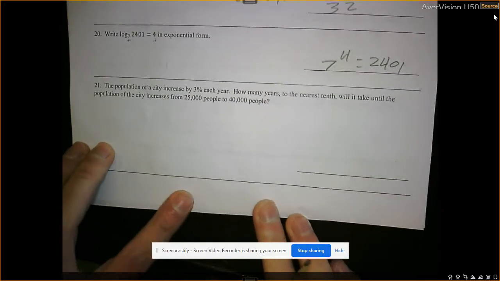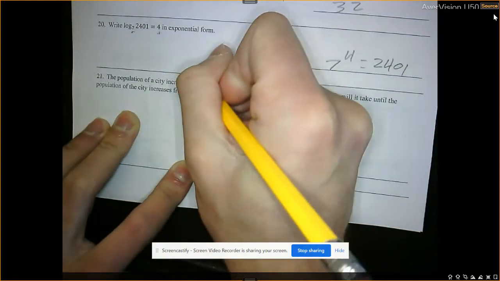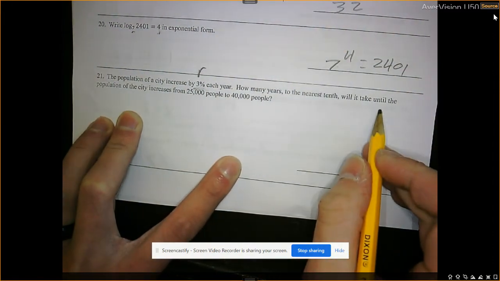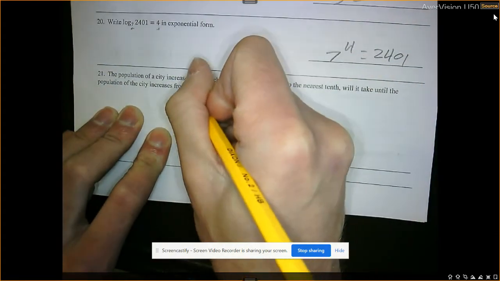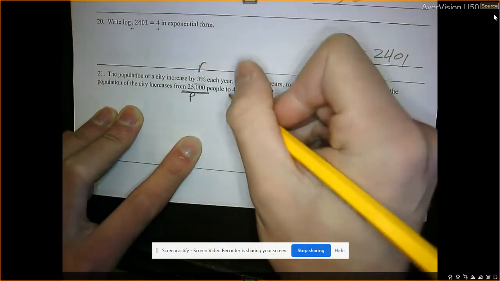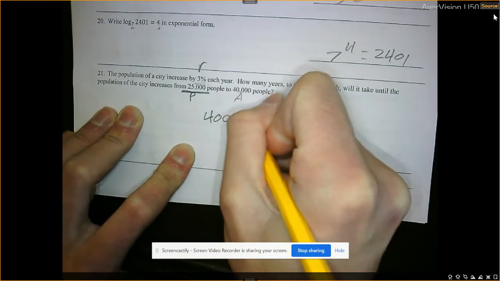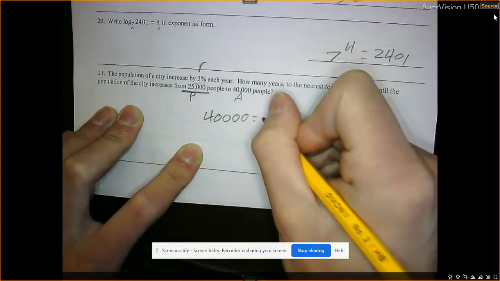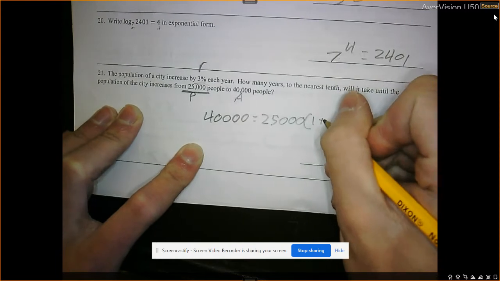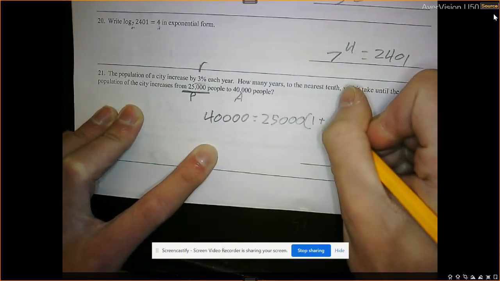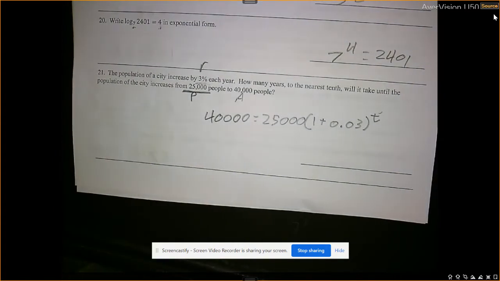Now, with number 21, okay, this is saying, all right, we have a population of a city increase by 3% each year. This is your R again. How many years to the nearest tenth will it take until the population of the city increases from 25,000? That means this is your P, and we want to know when it gets to 40,000, which is going to be your A. So that means we have 40,000 equals my P, which is 25,000, times 1 plus R, which is 0.03 because it's 3%, to my T, which is what I'm trying to figure out. I don't know what that is yet.